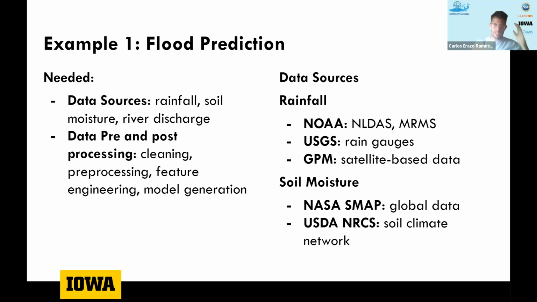So that's all nice. Where am I going to get the data sources? Well, for rainfall, NOAA. There are multiple products that you can get from them, like LDAS and MRMS. You can get observations also from USGS if you have good observations from rain gauges. The Global Precipitation Measurement provides satellite-based data. Soil moisture we can obtain from NASA SMAP, which is global information, and USDA NRCS for the Soil Climate Analysis Network. So there's a broad collection of networks that are informed across the world.